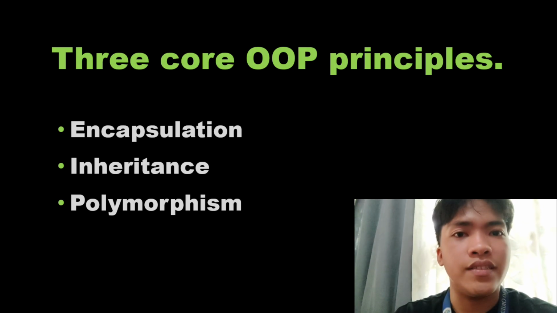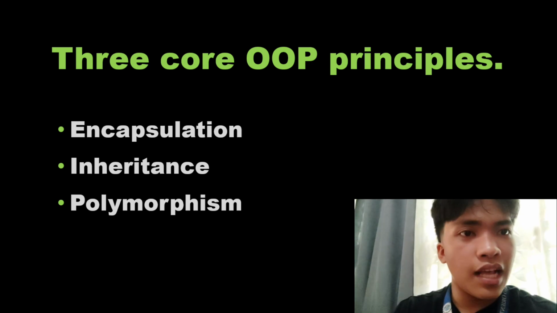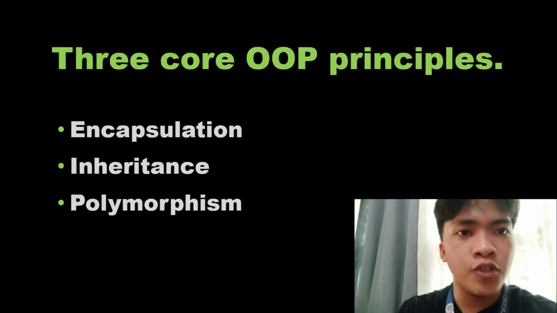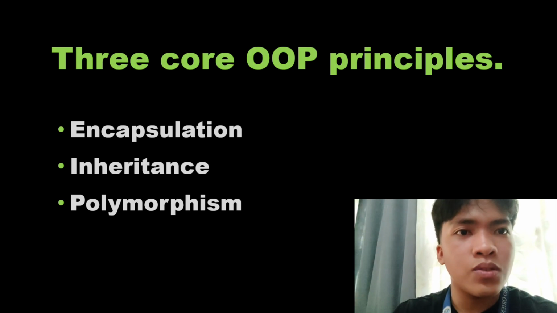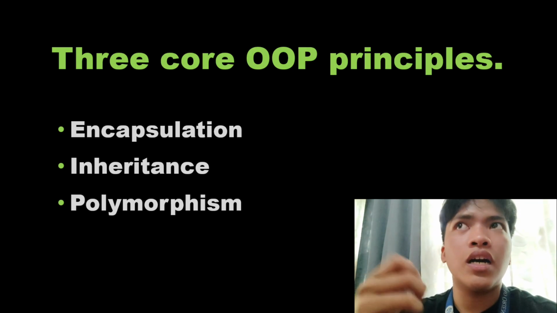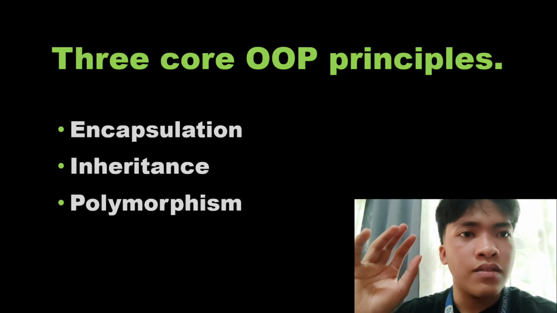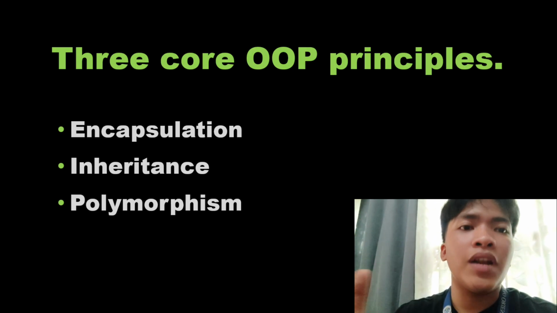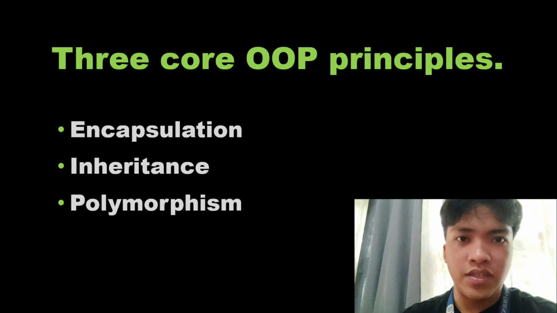Now, second is inheritance. The classes Student and Teacher inherit from a base class called Person. This allows both classes to reuse common attributes such as ID and name. So here in inheritance, this is where the Student and Teacher classes will inherit from a base called Person, where the properties of the Person will go to the Student and Teacher to reuse the common attributes, which are ID and name.